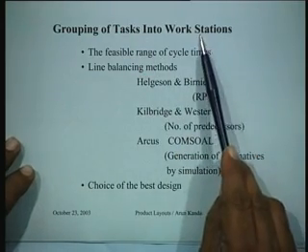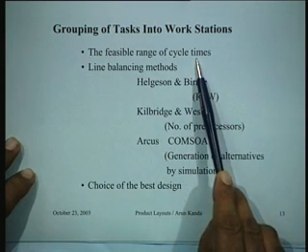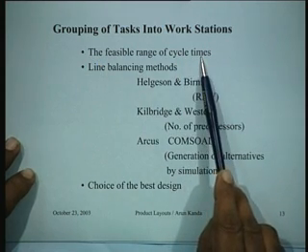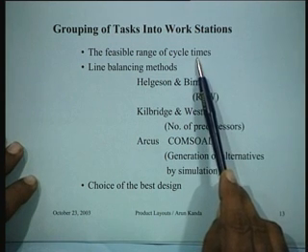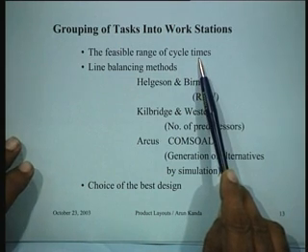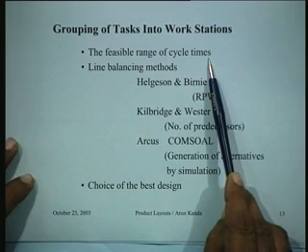Before we do this exercise, we have to know what is the feasible range of cycle times, and the feasible range of cycle times, we will see through an example, can be determined very easily as something which lies between the maximum time for an operation and the sum of the times for all the operations.